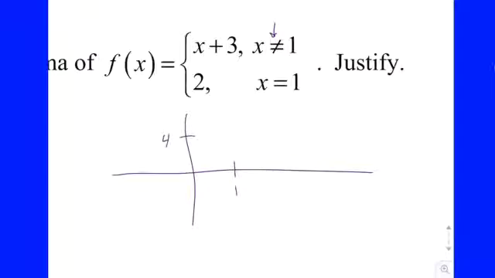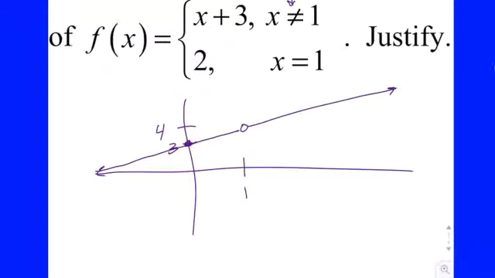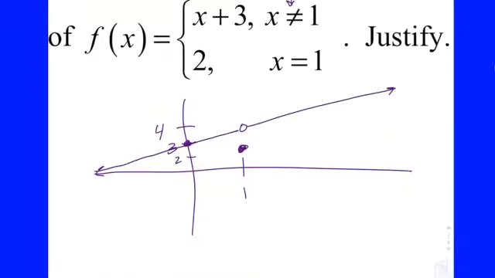So I'm going to go to the point 1, 4 and put an open circle. And then I know it's going to pass through the y-intercept of 3, so I'll just put 3 here. We only need 2 points per line, so if I draw the line up to there and then the line up to there, it looks like that. And then at 1, we have a value of 2, which is going to be right there. Okay, so there's the graph.